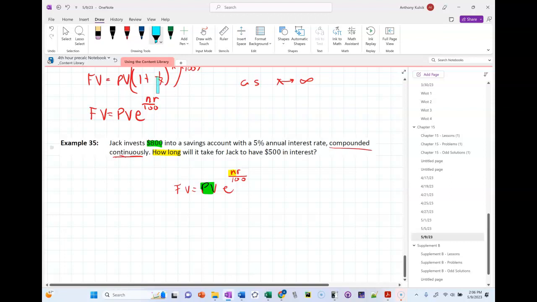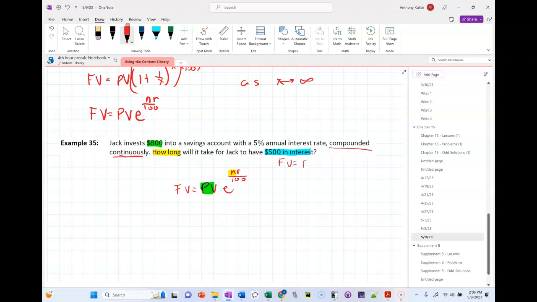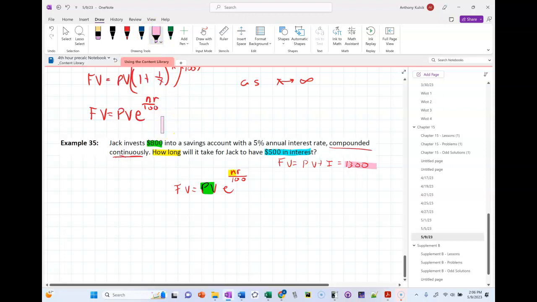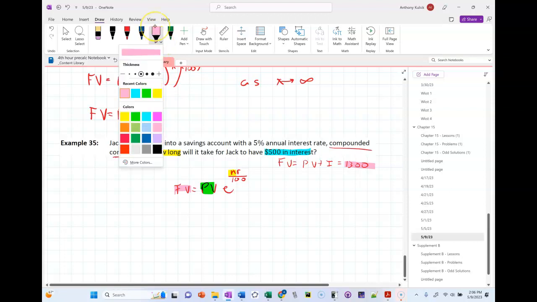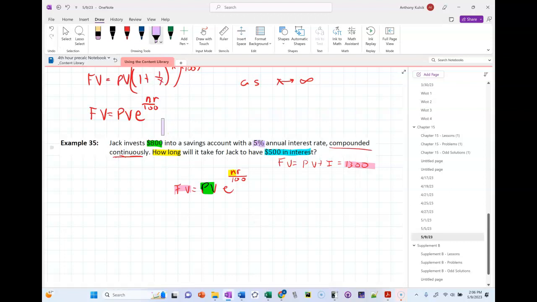Not 500, because notice it says 500 in interest. So that should be the present value plus the interest, which is going to be 1,300. And what's the R going to be then? That's just our interest rate. So let's fill it in. 1,300 equals 800 e to the 5n over 100.